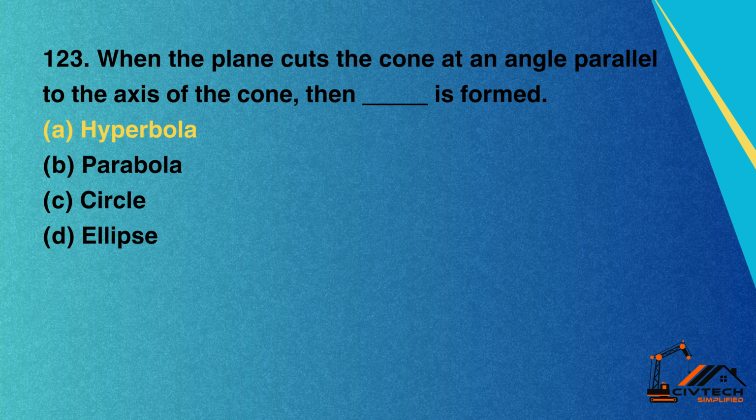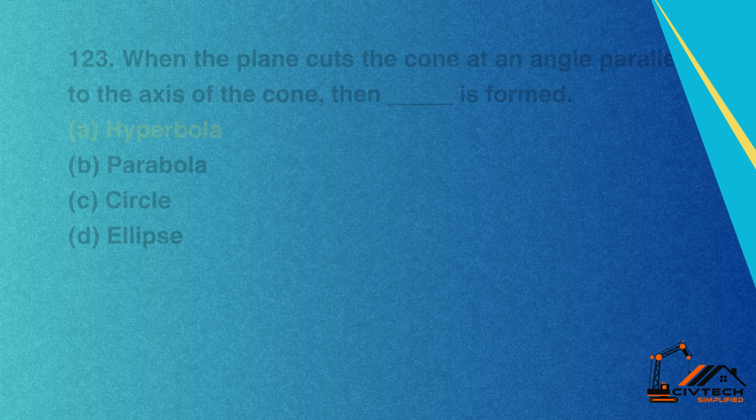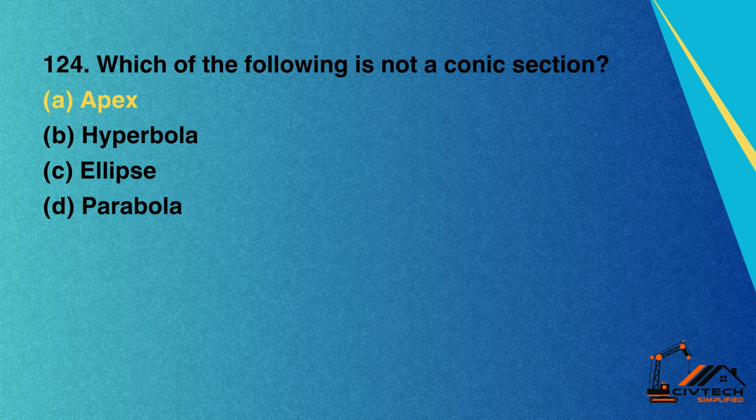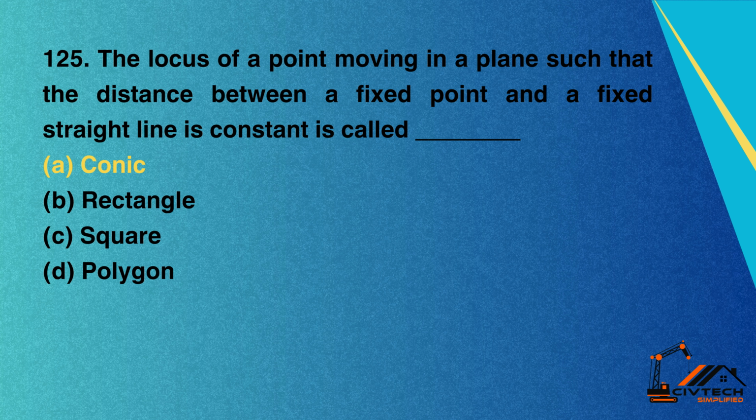123. When the plane cuts the cone at an angle parallel to the axis of the cone, then a blank is formed. A, hyperbola, B, parabola, C, circle, D, ellipse. Correct option, A, hyperbola. 124. Which of the following is not a conic section? A, apex, B, hyperbola, C, ellipse, D, parabola. Correct option, A, apex.